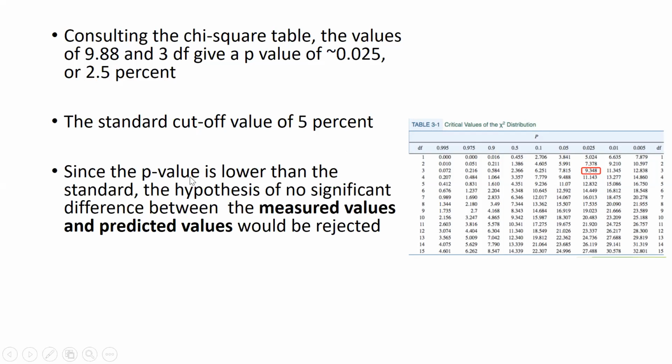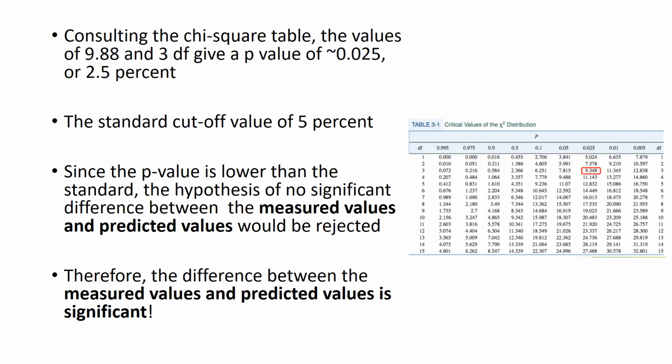So in this case, since the p-value is lower than the standard, this hypothesis of no significant differences would be rejected. This means that the difference between the measured values and the predicted values is significant. Does that make sense?